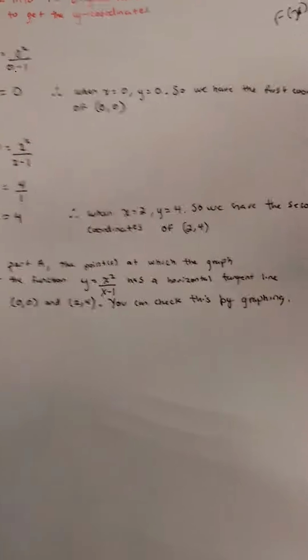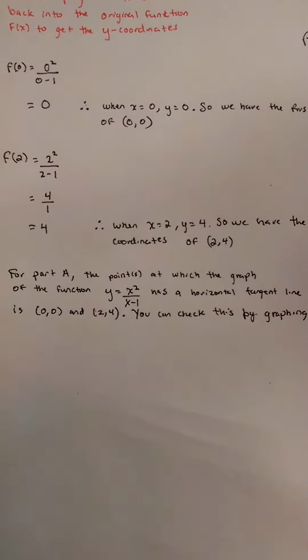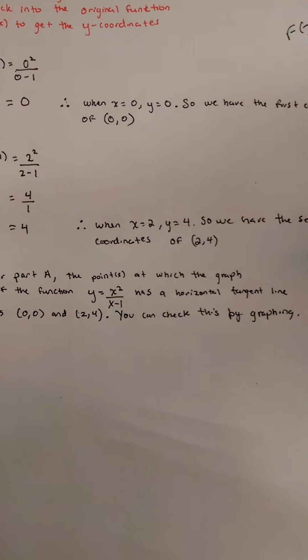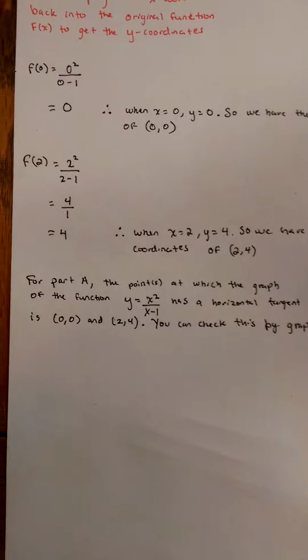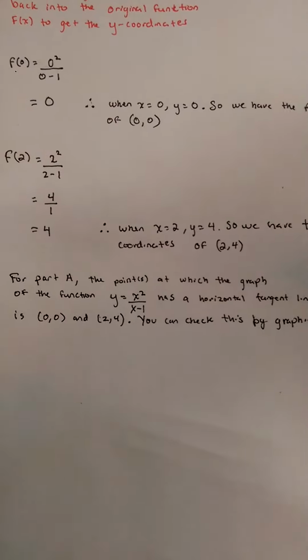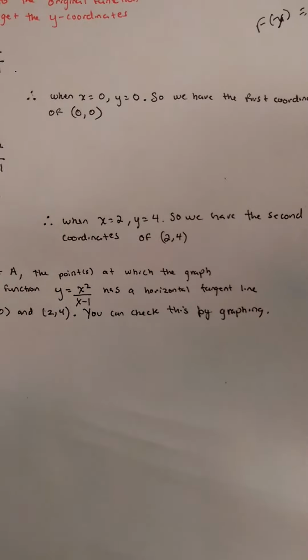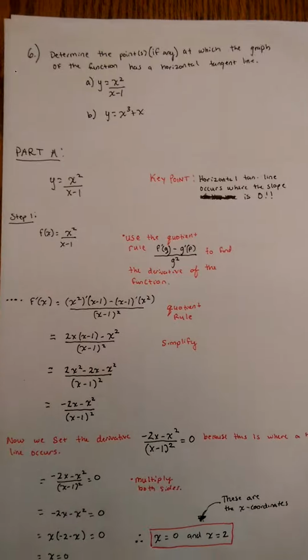So for part A, the points at which the graph of the function y equals x squared divided by x minus 1 has a horizontal tangent line, or the coordinates of the horizontal tangent line, is (0, 0) and (2, 4). And you could check that by graphing. And I'll show you again the steps of how I solve that.